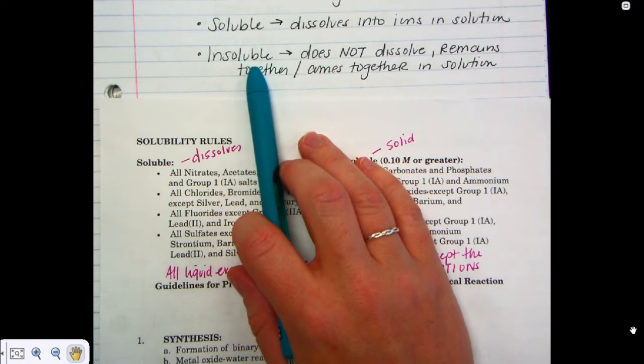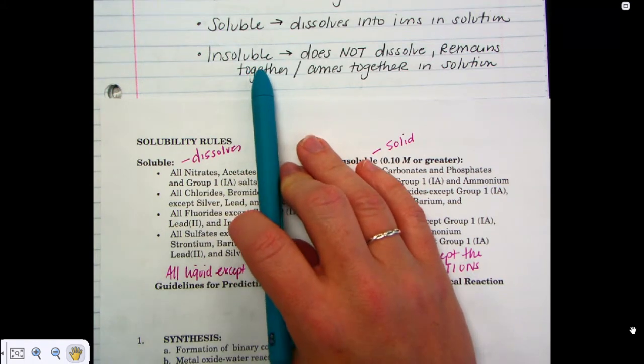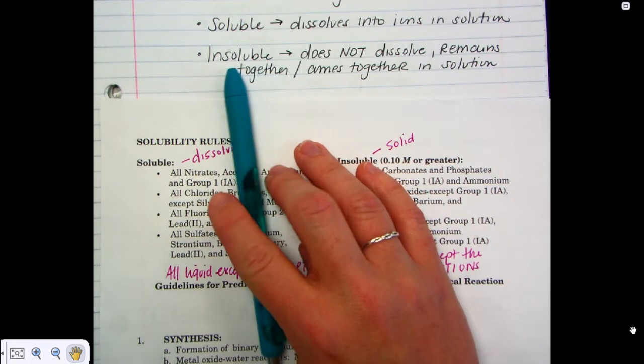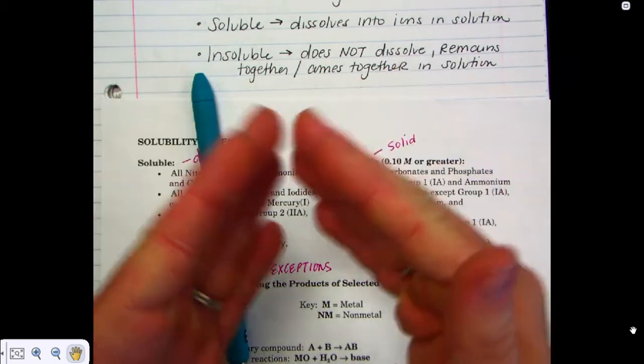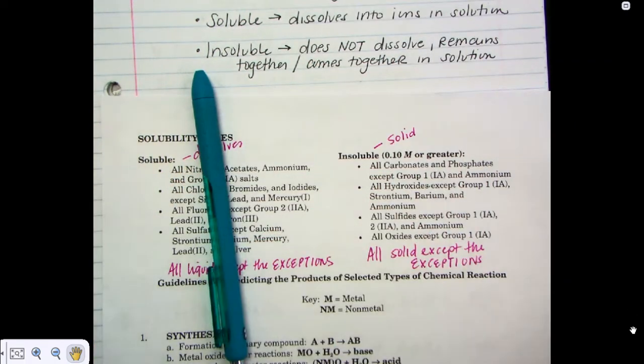Something that is insoluble is something that does not dissolve in a solution. It remains together, or potentially, if it's a reaction occurring, comes together in that solution. And the way I kind of describe it is by saying, like, the two parts come together, they form the solid and kind of fall to the bottom of whatever container that they're in. And you can visibly see that solid at the bottom of the container.